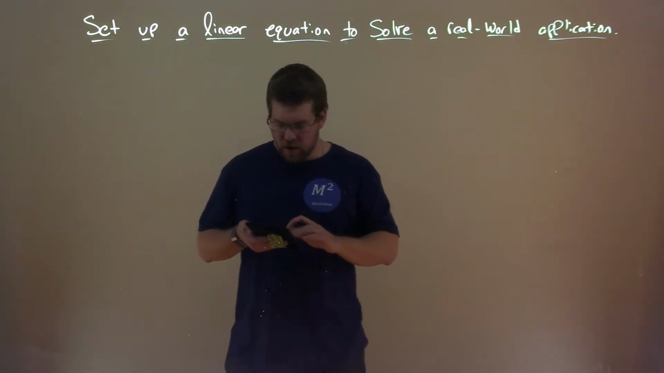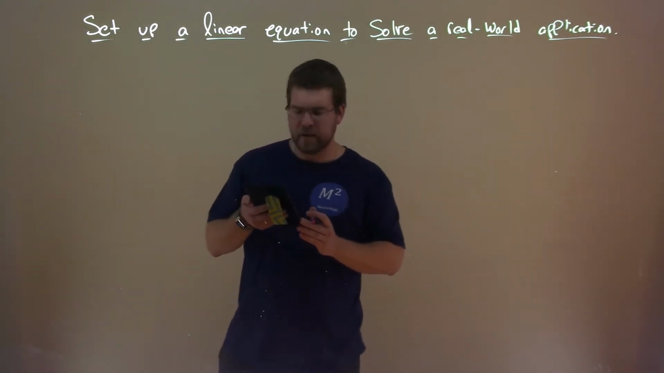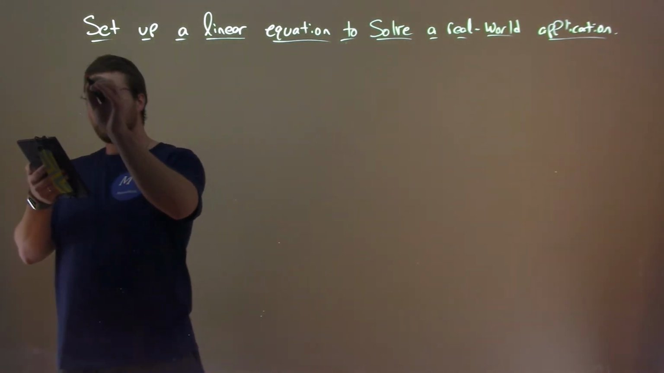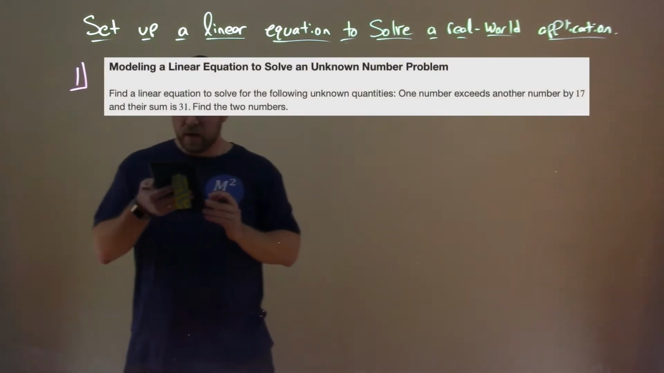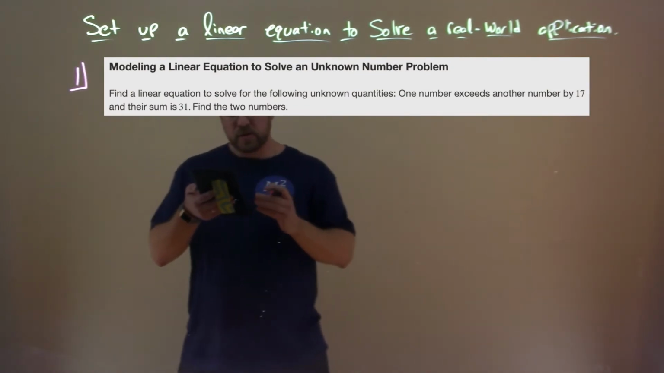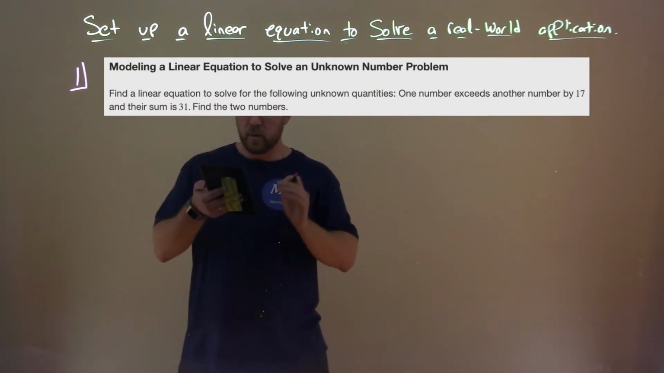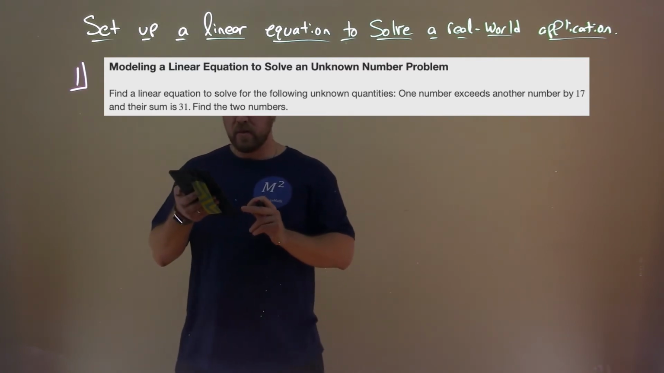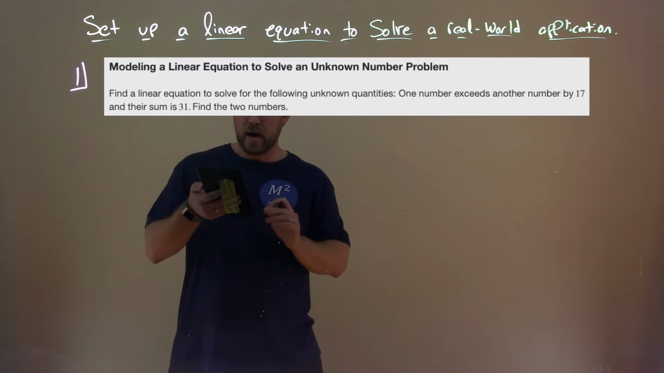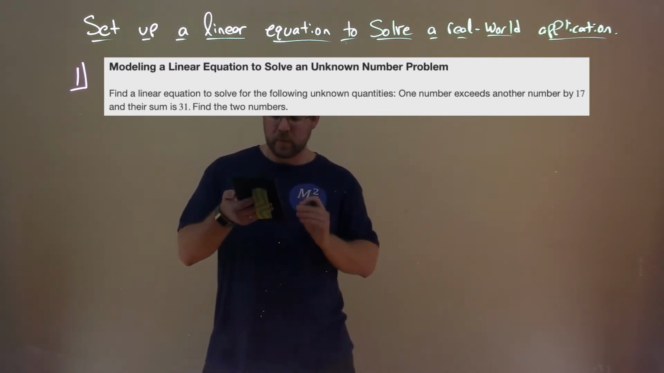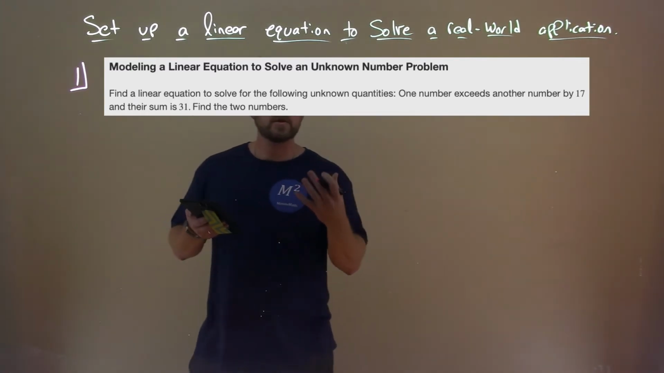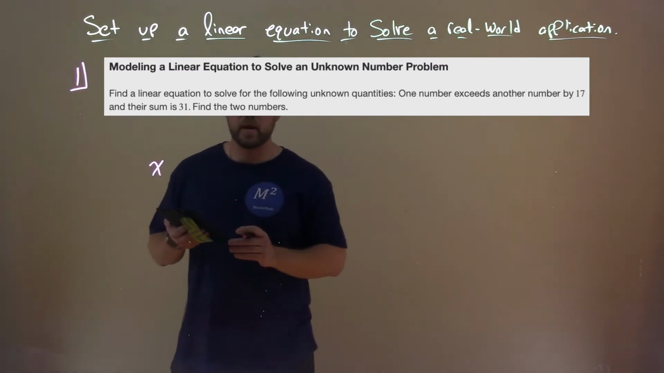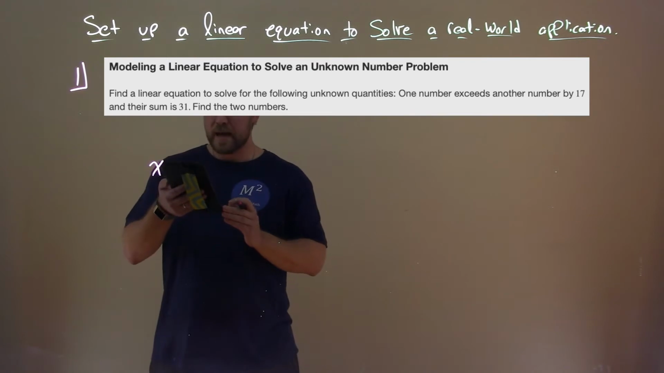Okay, so our first example, we're modeling a linear equation to solve an unknown number problem. Example one: we want to find a linear equation to solve the following unknown quantities. One number exceeds another number by 17, and their sum is 31. Find the two numbers. Let's let the first number equal x.